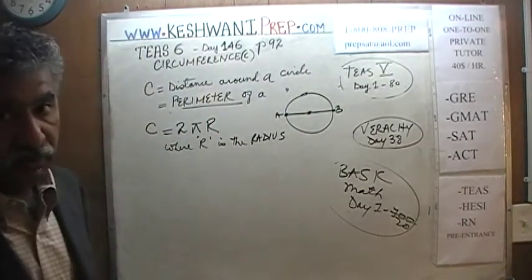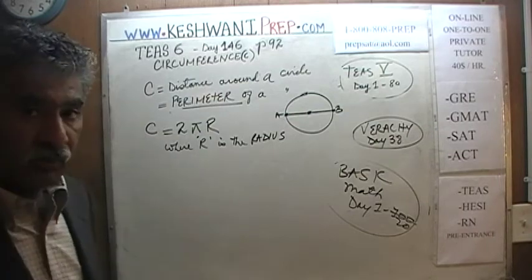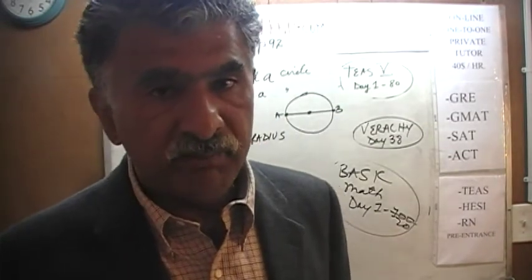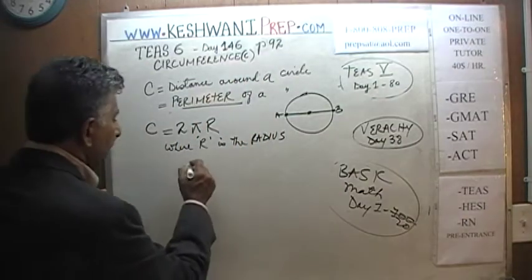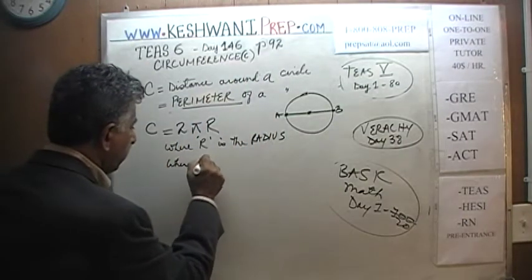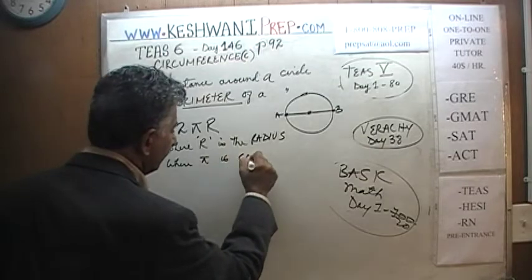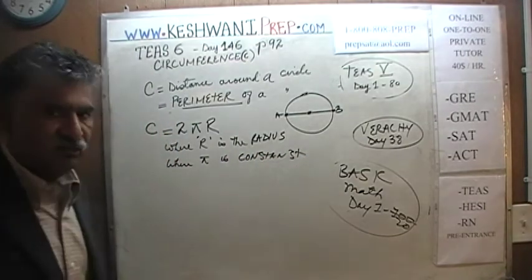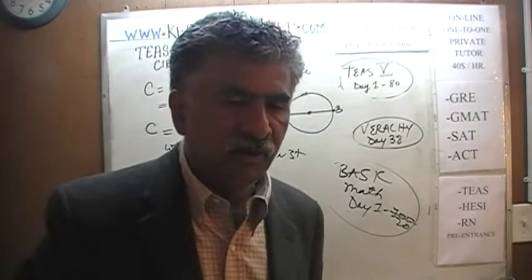But we have to know the radius in order for us to be able to use this formula. So circumference is equal to 2 times pi times r. What is pi? Pi is a constant, a natural constant. There are some constants that appear in nature on a regular basis.